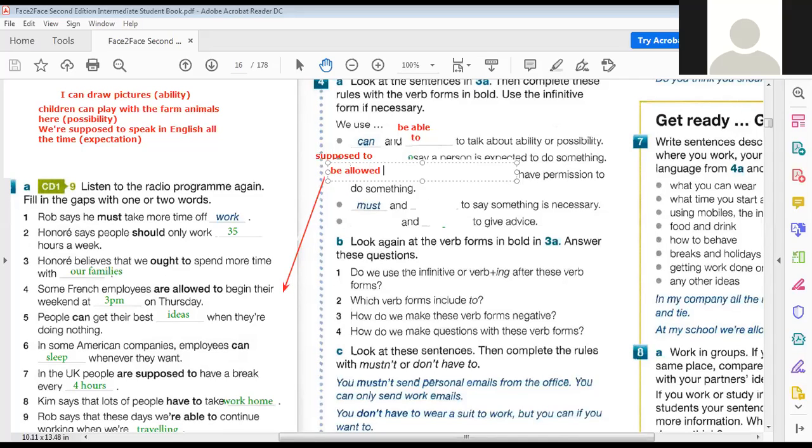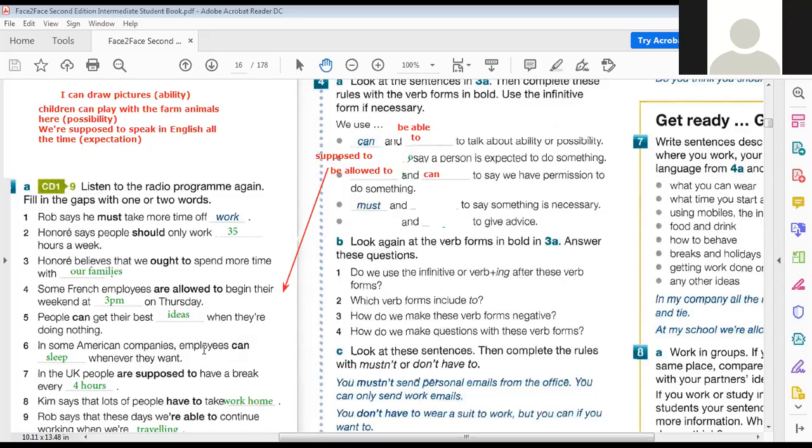Which other one do you think? Have to? I don't think so. Something to say we have permission. You can. Right. So very good. We can also use can.